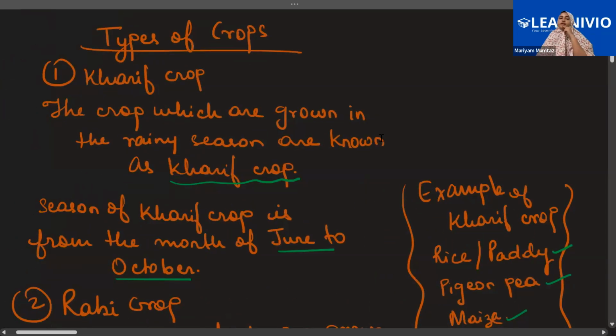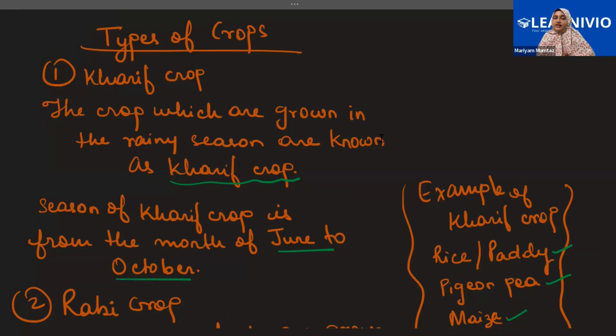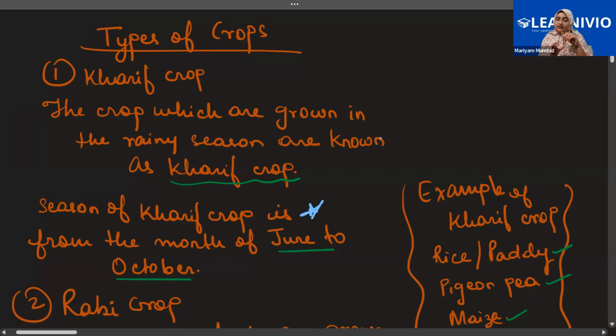Now talking about the different types of crops. There is a great variety of types of crops, depending upon when the seeds of them are sown or when they are harvested. The first kind is the kharif crop. These are the crops that grow in the rainy season. Their prime time is the rainy season. And the season of kharif crop, this is very important to remember, is between the month of June to October, meaning these are the rainy season crops.